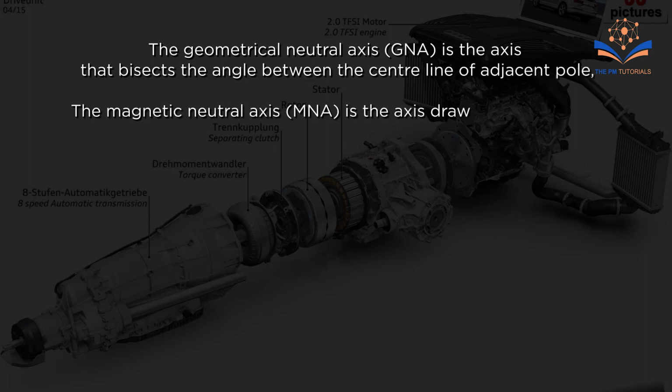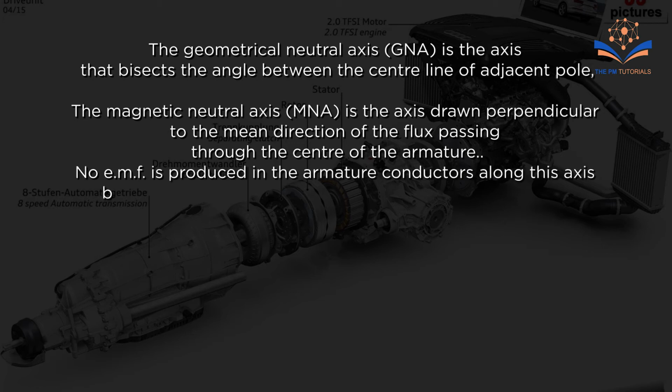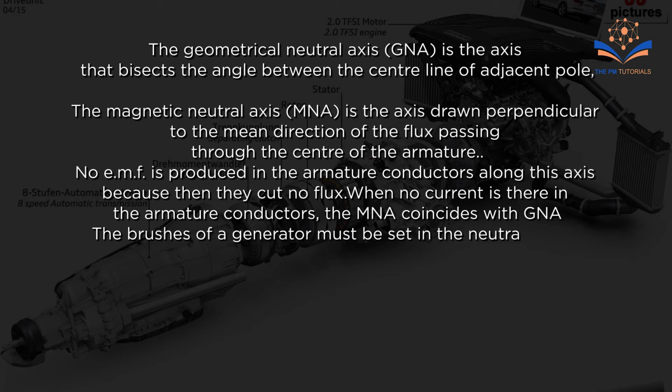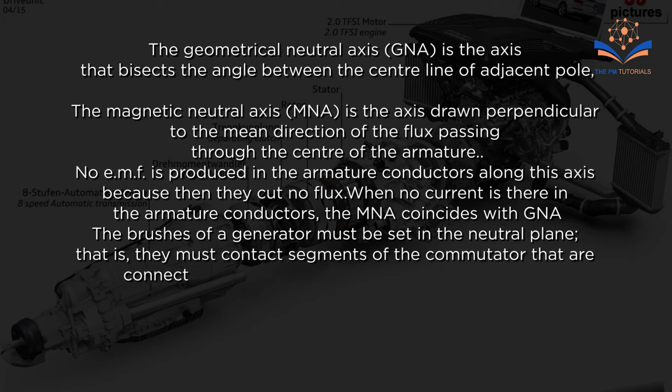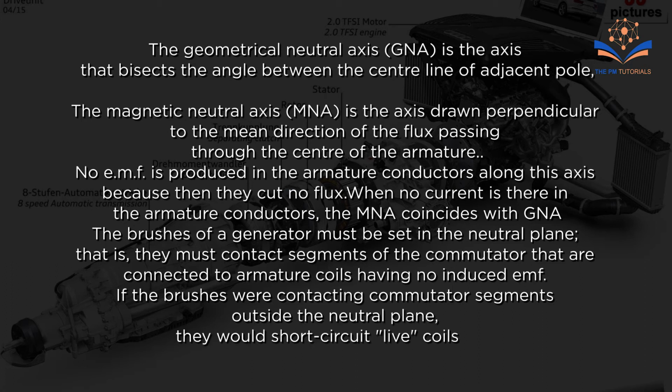The geometrical neutral axis is the axis that bisects the angle between the center lines of adjacent poles. The magnetic neutral axis is the axis drawn perpendicular to the mean direction of the flux passing through the center of the armature. No electromotive force is produced in the armature conductors along this axis, because they cut no flux and there is no current in them. So we can say that the magnetic neutral axis coincides with the geometrical neutral axis here.